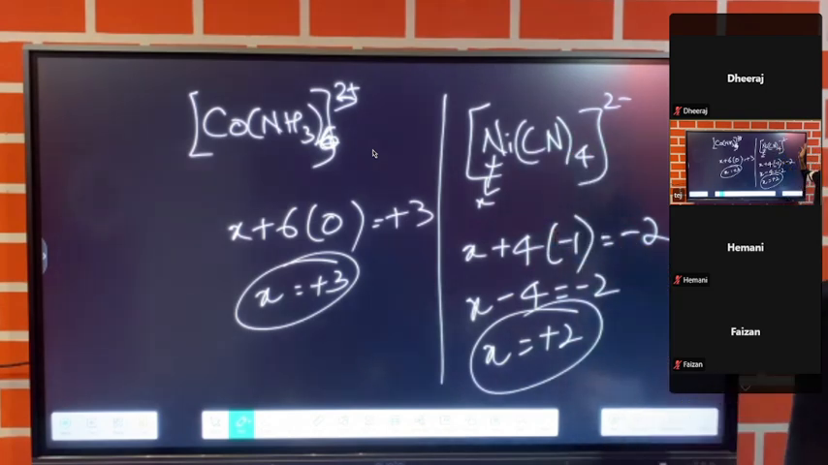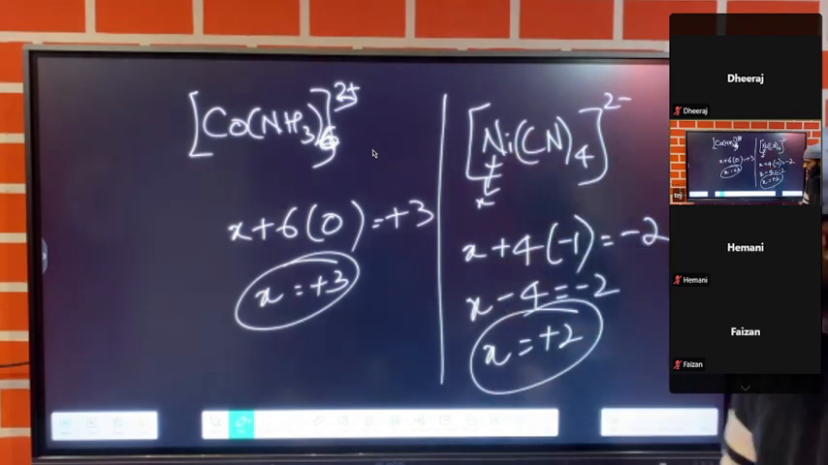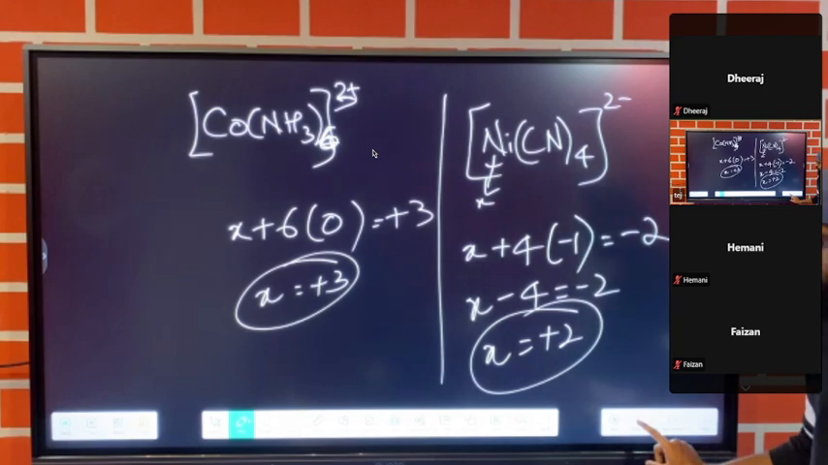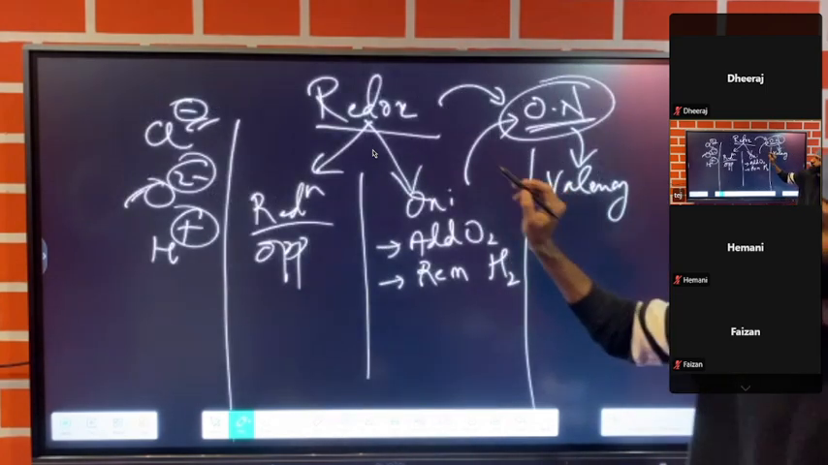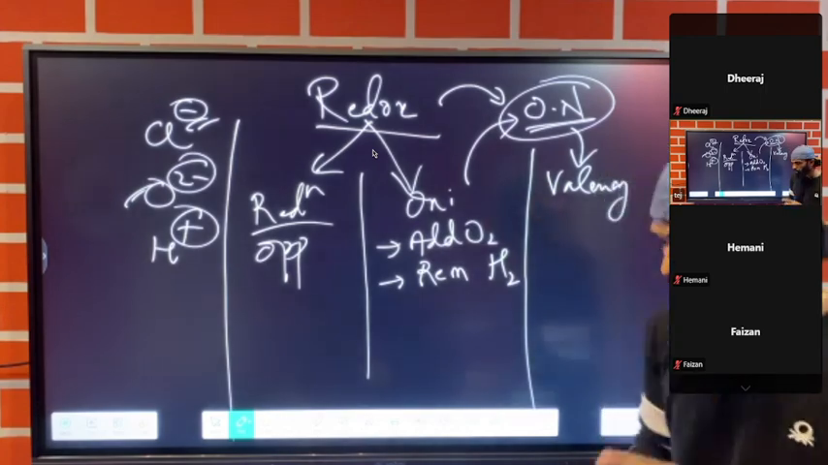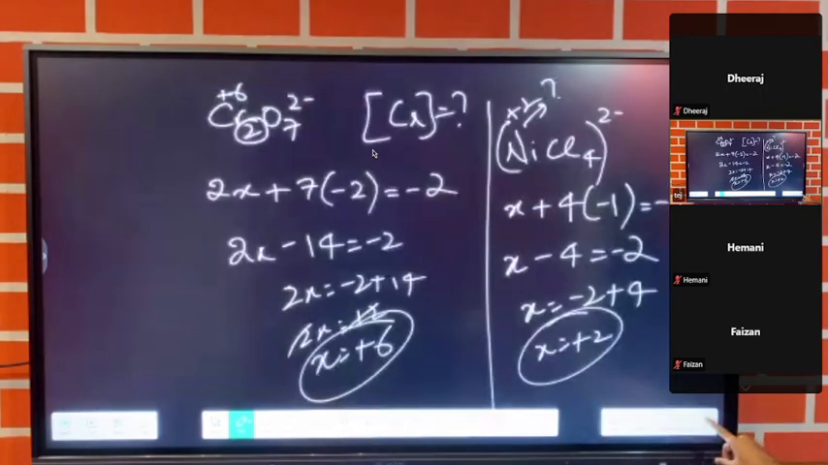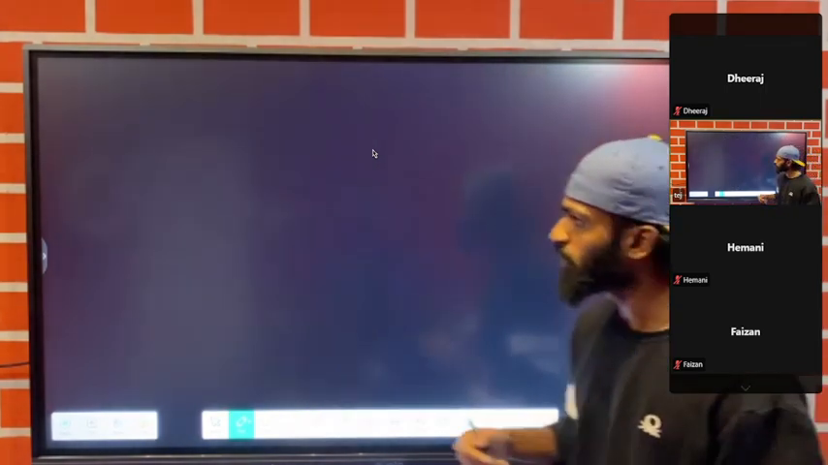Fine. Will they ask exactly this? The answer is no, but without learning the concept of oxidation number, it is very, very difficult for me to teach you the concept of redox reactions. Now, for your exam, what will come? There are 2 methods. I'll name both the methods.